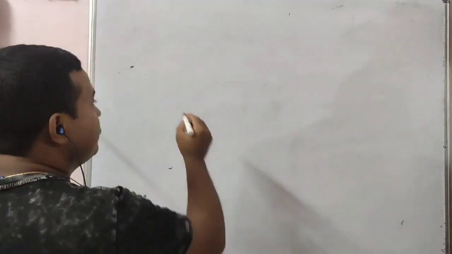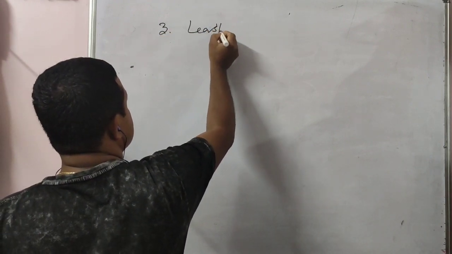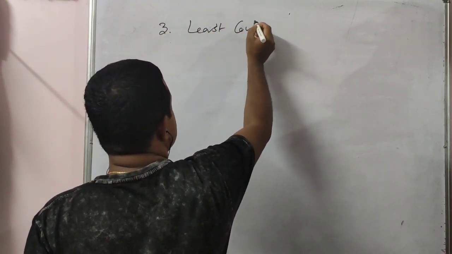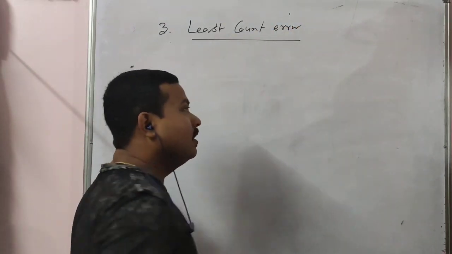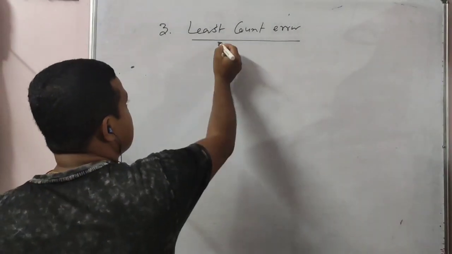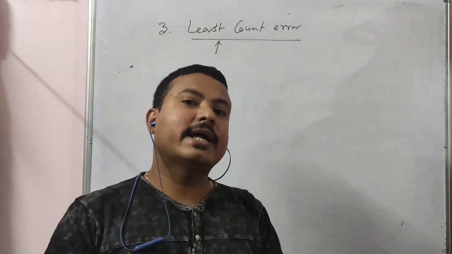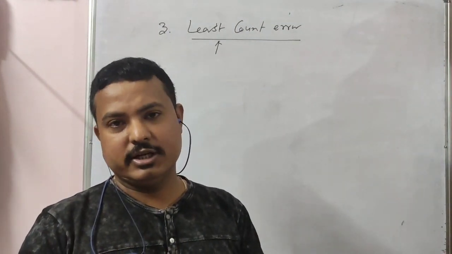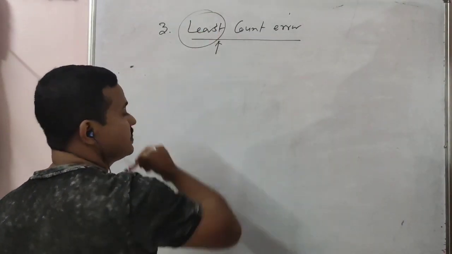The third one is least count error. Least count error. First of all, least count means what? Least count is the smallest value up to which measurement can be done with an instrument. That smallest value is called least count, because the name suggests least, the smallest.